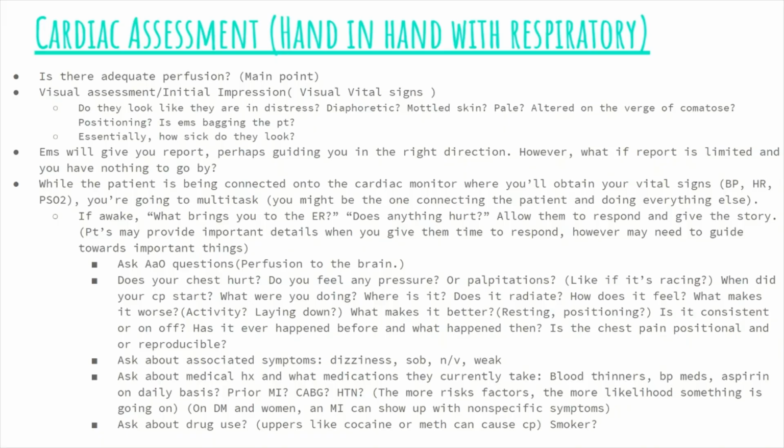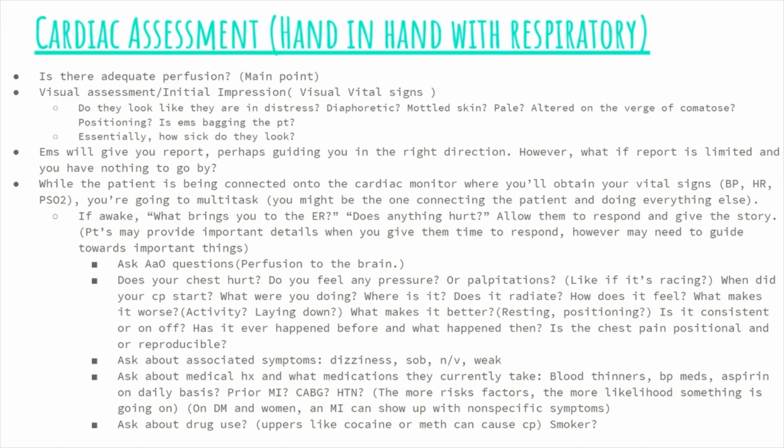As we've discussed in prior videos, while the patient is being connected onto the monitor where you're going to get your vital signs like a blood pressure, a heart rate, and SpO2, you're going to have to multitask. You may be doing all of this by yourself or with the help of others, but don't let it scare you. Know that the more you do it, the better and faster you'll be. Just keep in mind that nothing good in life comes easy. So the more you do this, the better you'll get.